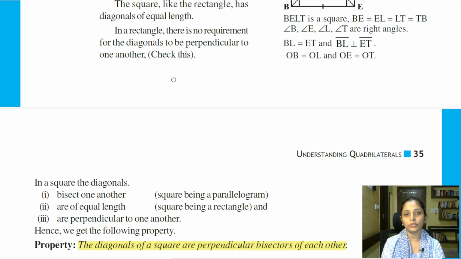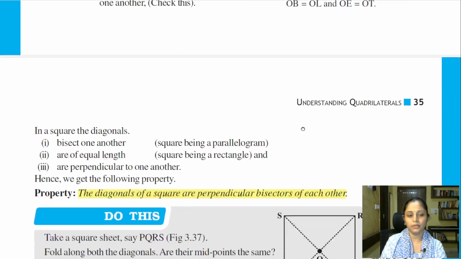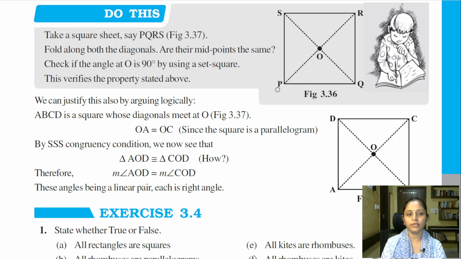So in a rectangle, you know that the diagonals are of equal length, but they need not be perpendicular, right? In the rhombus, we have seen that they need not be equal to each other, but they are perpendicular bisectors of each other. For a square, the diagonals are equal in length and they are also bisectors of each other, and not just bisectors, they are perpendicular bisectors of each other, right? So they have given a simple activity here, where they're saying take a square sheet and fold along the diagonals and then check all these three properties regarding diagonals. Let us do that quickly.